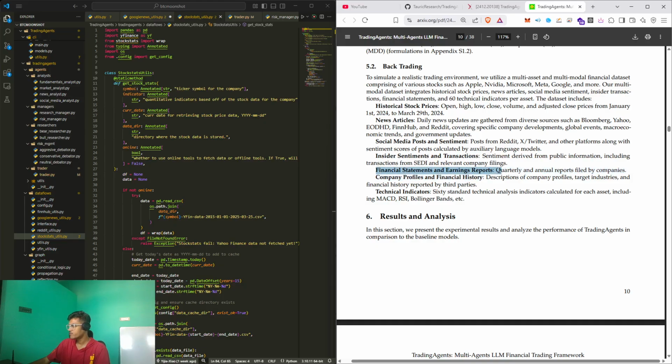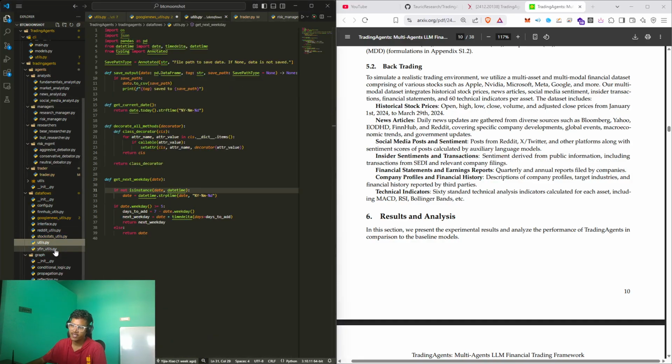Financial statements and earnings reports: quarterly and annual reports filed by companies, company profiles and financial history, descriptions of company profiles, target industries, and financial history reported by third parties. And then technical indicators: 60 standard technical analysis indicators calculated for each asset, including MACD, RSI, Bollinger Bands, etc. Okay. So this is the whole data gathering process, which is available in data flows.